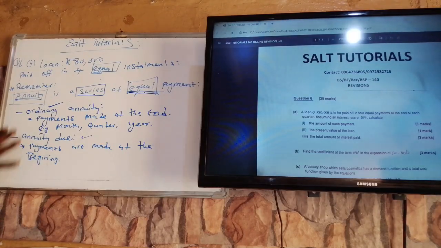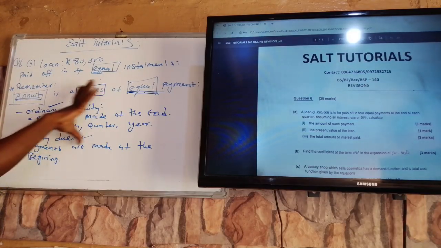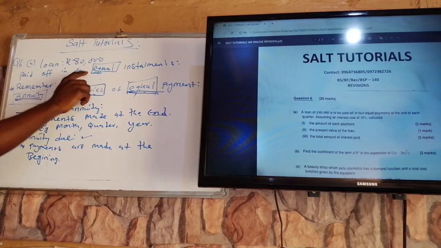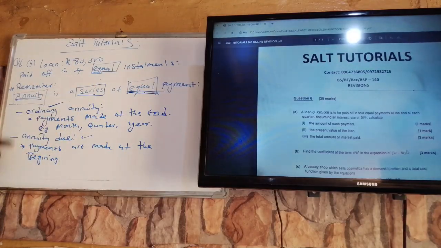So that is why you have to remember those formulas we gave you on ordinary annuity and annuity due. So that's a remembrance which you have to understand. When you hear equal payments or equal installments, remember that we're talking about annuity. So that's the first remembering. So now, let's break the question down.